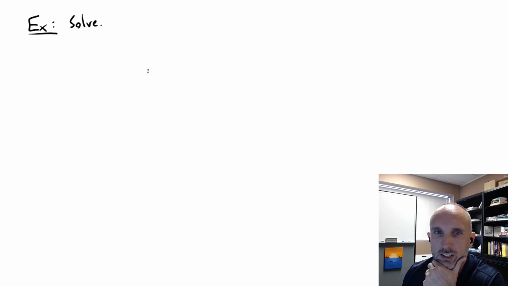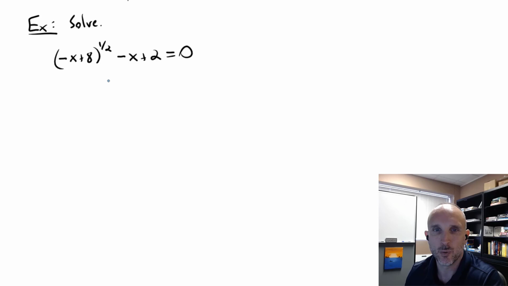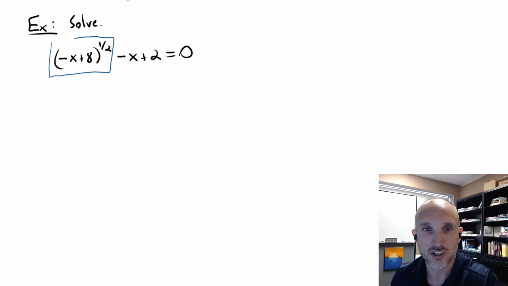Okay, let's look at negative x plus 8 to the 1/2 power minus x plus 2 equals 0. We want to solve this. There's a couple ways to do it. You could say, all right, well, this guy looks kind of strange, so let's get him by himself and then figure out how to undo it.